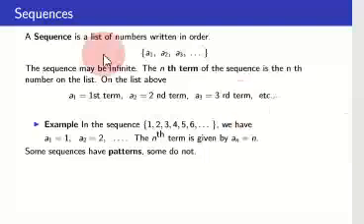Hey guys, in this video we are going to discuss sequences. Actually, a sequence is a list of numbers written in order, right? So the number of elements in this sequence can be finite or infinite. For instance, if you roll a die 6 times, you get a finite sequence.